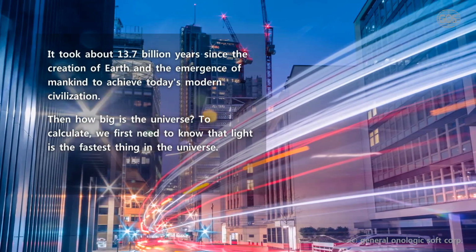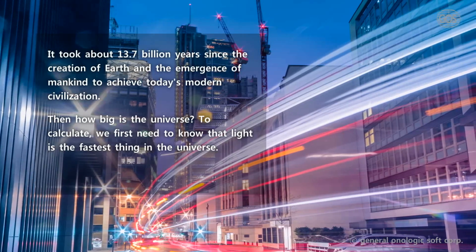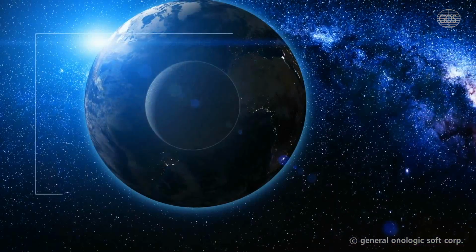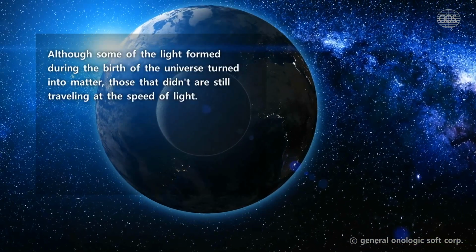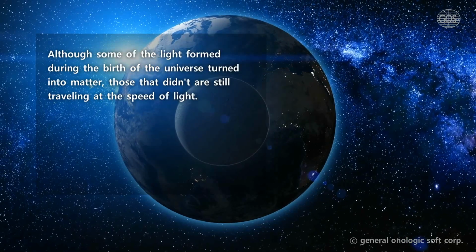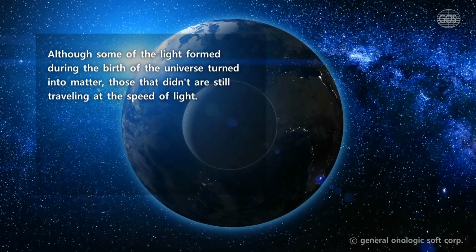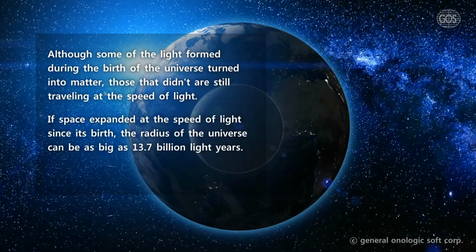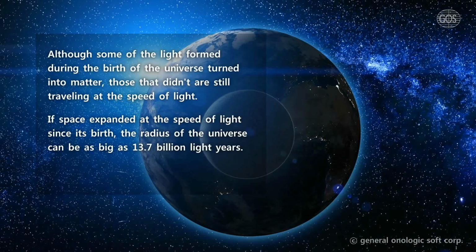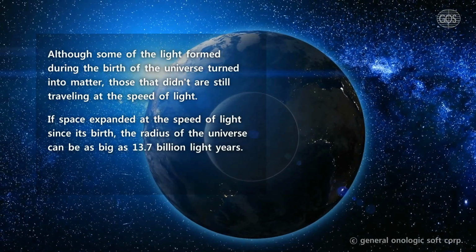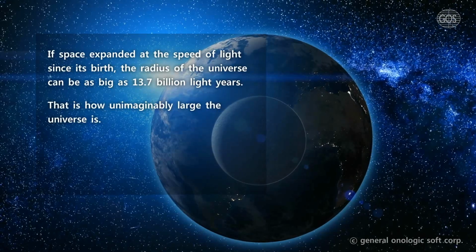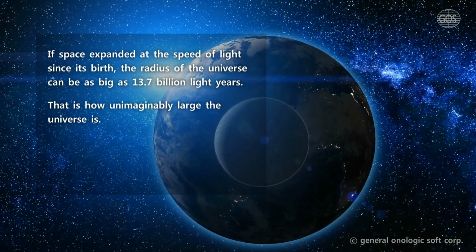To calculate, we first need to know that light is the fastest thing in the universe. Although some of the light formed during the birth of the universe turned into matter, those that didn't are still traveling at the speed of light. If space expanded at the speed of light since its birth, the radius of the universe can be as big as 13.7 billion light years. That is how unimaginably large the universe is.